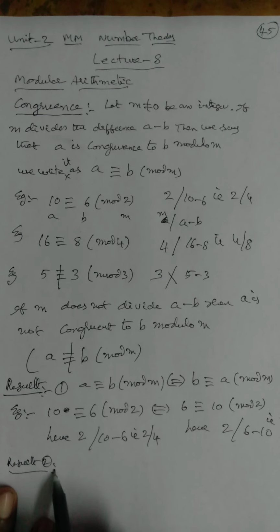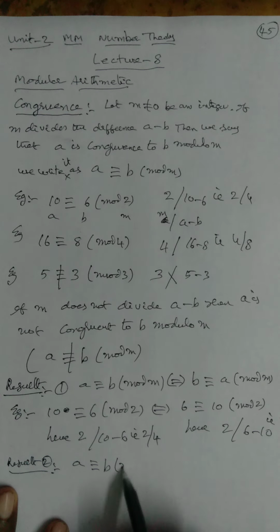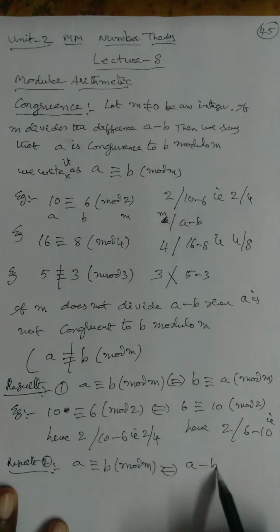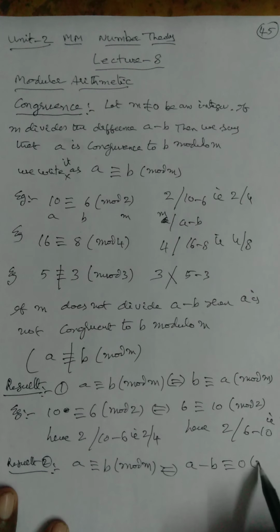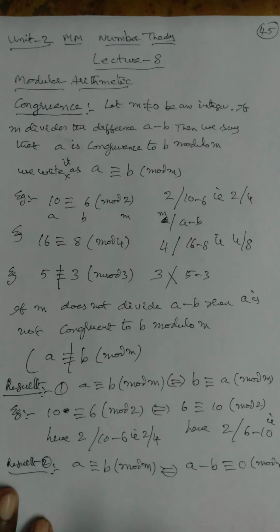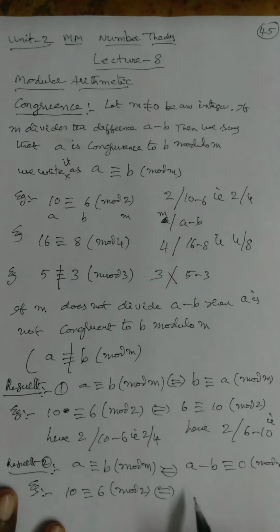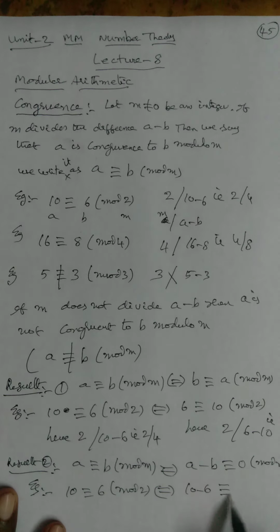Result 2: a is congruent to b mod m if and only if a minus b is congruent to 0 mod m. That is right. Example: 10 is congruent to 6 mod 2 if and only if 10 minus 6 is congruent to 0 mod 2.